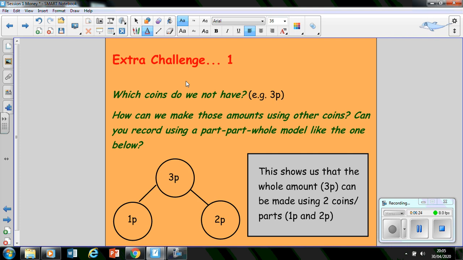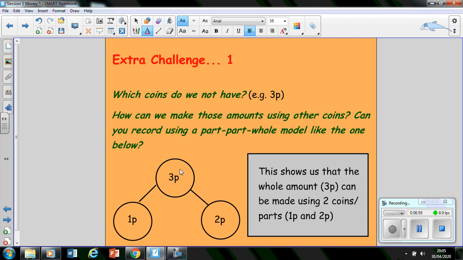This week we've got some extra challenges for you, okay, rather than a worksheet. So for the first challenge, we are going to think about coins that we do not have, okay? For example, I do not have a 3 pence coin. So I'm going to use my part whole model and make it up using some coins that I already have. I can use a 1p coin and a 2p coin to make up 3p.